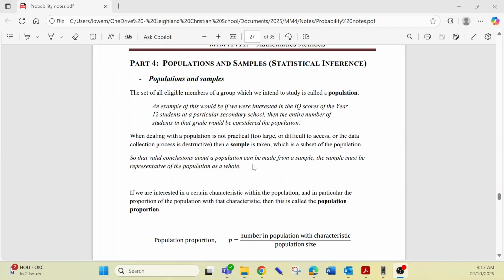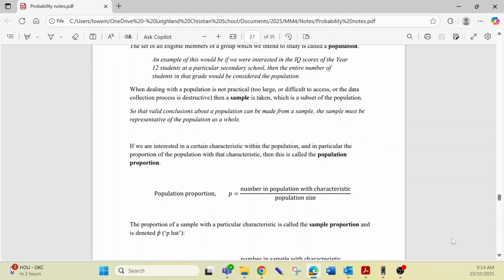If we're interested in certain characteristics within the population, and in particular the proportion of the population with a particular characteristic, then this is called the population proportion. So population proportion is represented by the lowercase p, and that is found by looking at the number within the population that has the characteristic, divided by the population size. That's fairly logical, I would think.